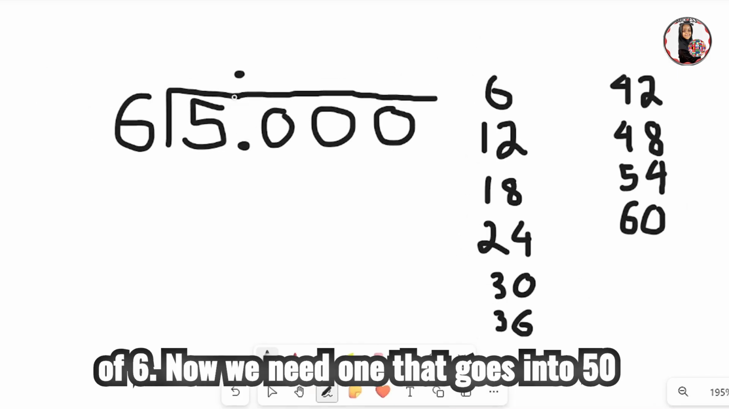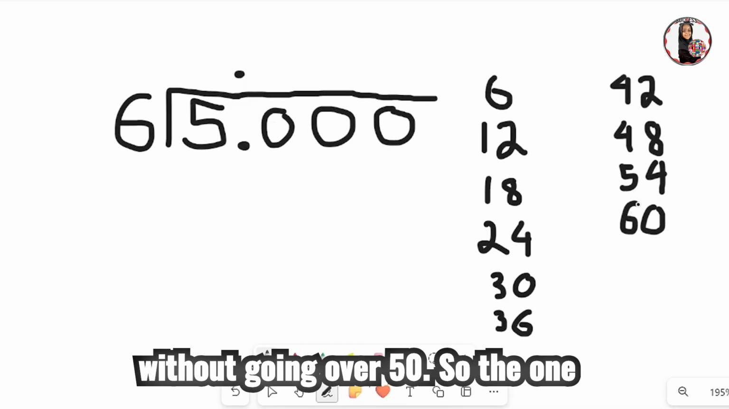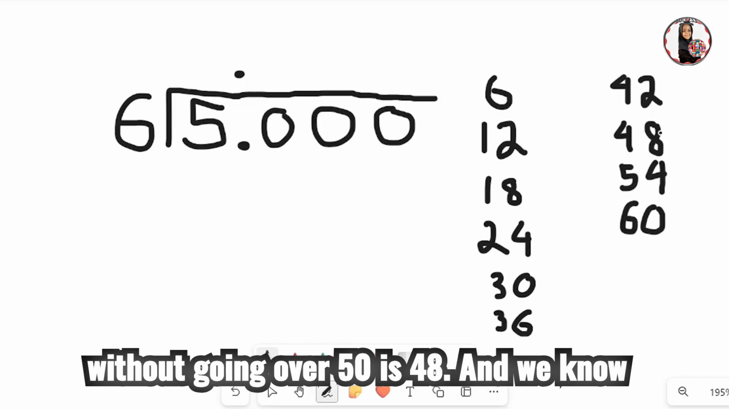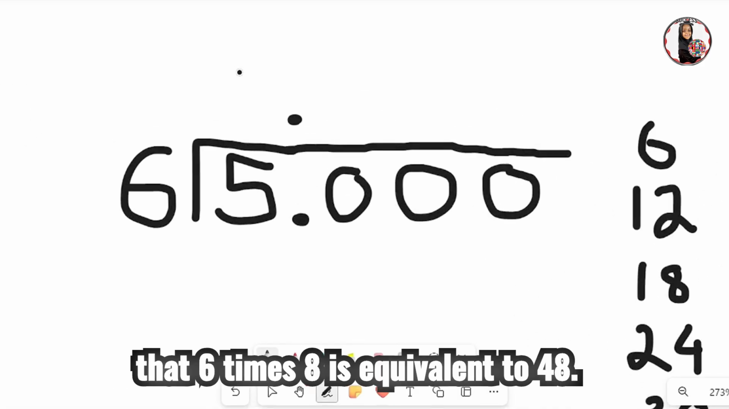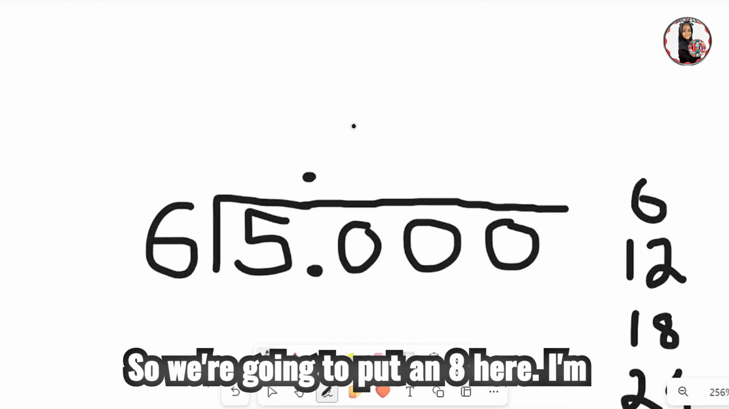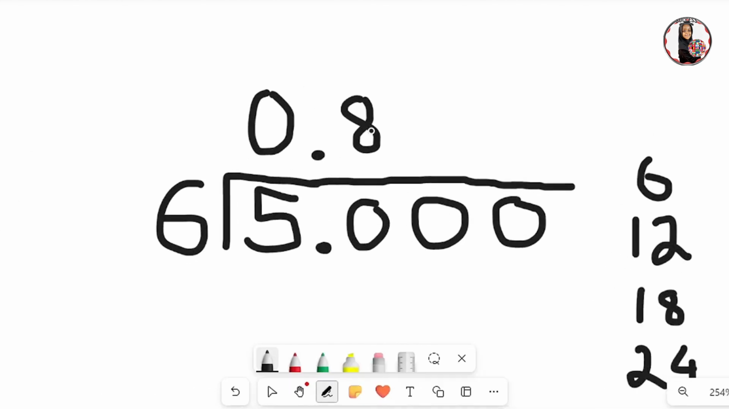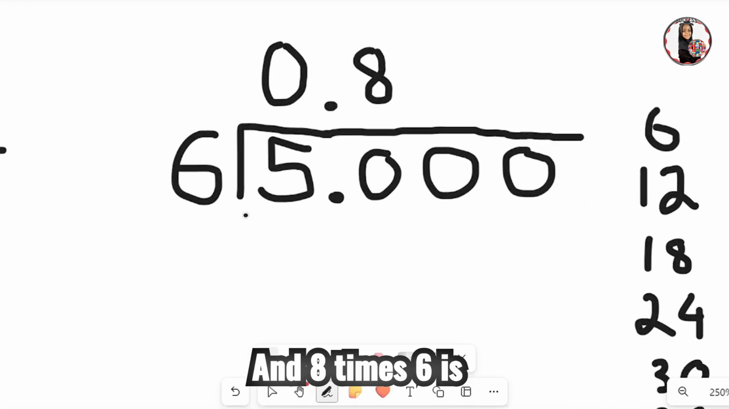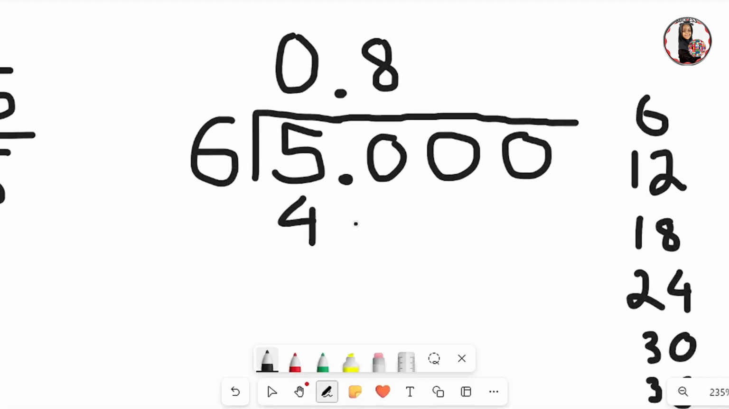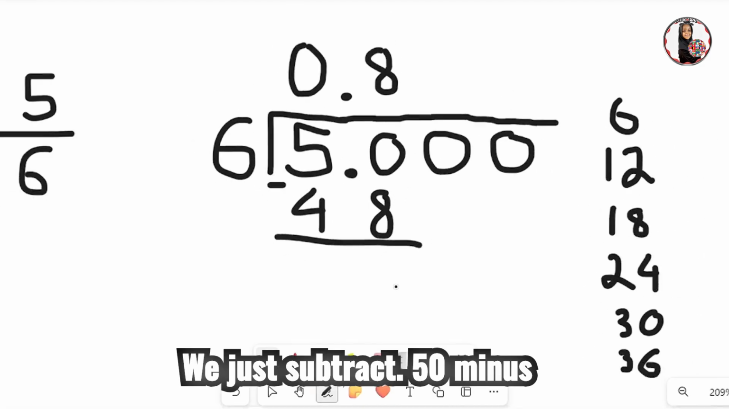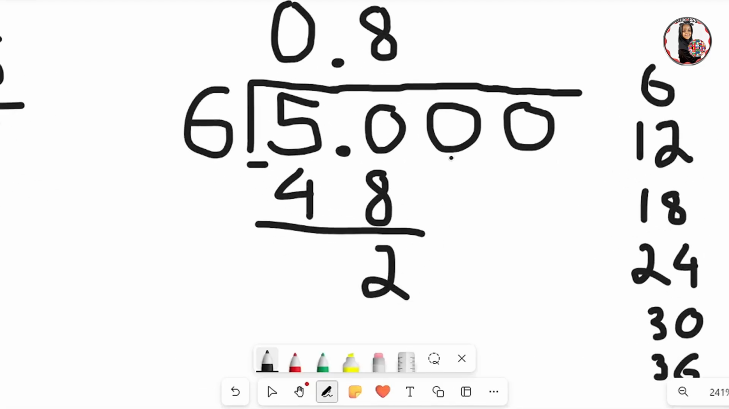Now we need one that goes into 50 without going over 50. That is 48, and we know that 6 times 8 is equivalent to 48. So we're going to put an 8 here. I'm going to add a placeholder 0 right there. 8 times 6 is 48. We just subtract: 50 minus 48 is equivalent to 2.